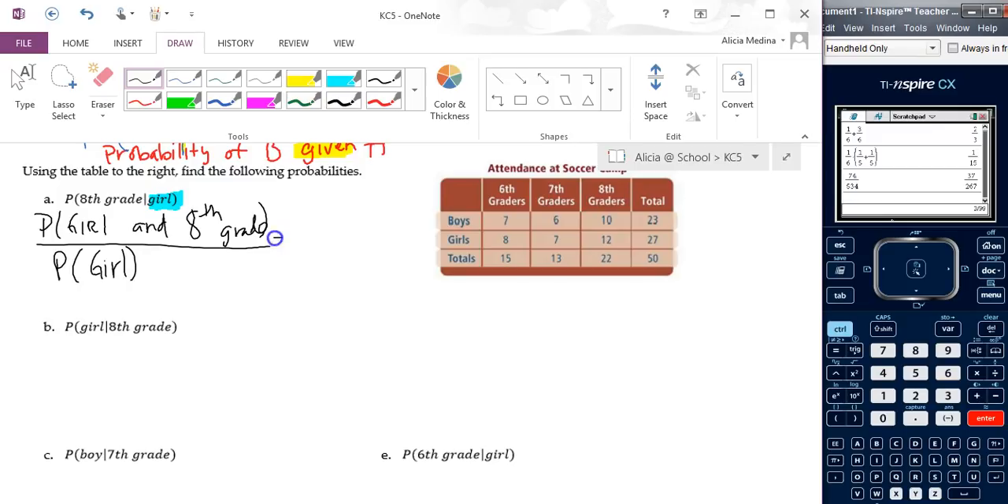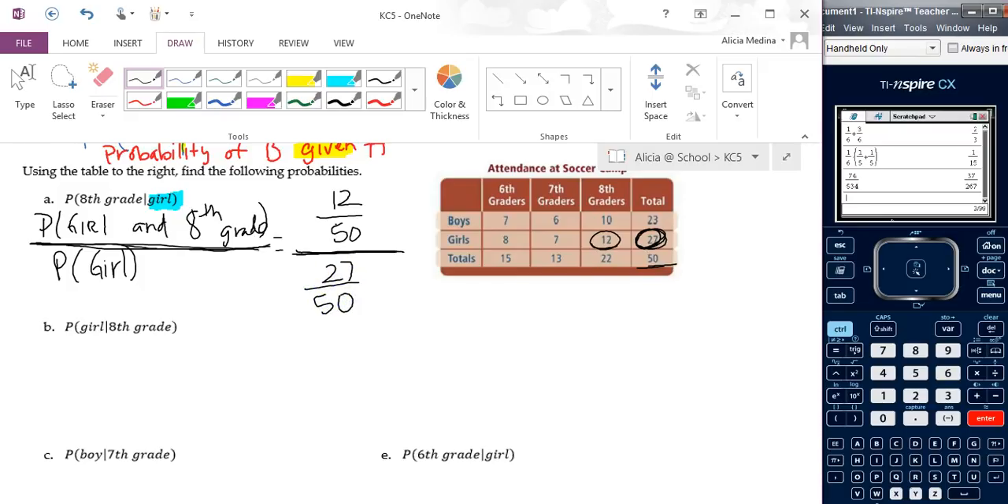Alright, so what does this look like? Well, what is the probability of an 8th grader and being a girl? We find 8th grader and girl in our chart, and I see right there it's 12 out of our total. So that's 12 out of 50 on the top. So that's its own probability. This fraction bar is still part of my equation. Now we have to write the probability of a girl. Well, where is the probability of all my girls? That's going to be 27, still out of 50. 27 out of 50.